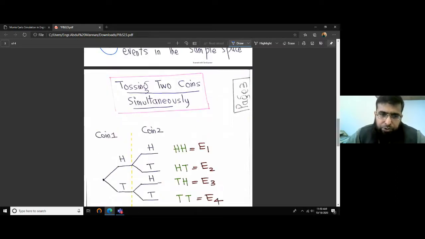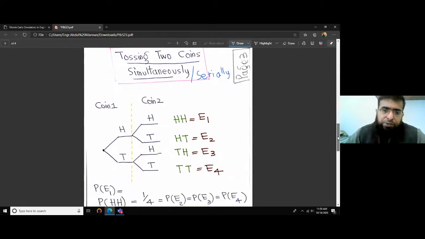Now suppose we toss two coins, simultaneously or one after another, it depends on you. Serially means that we toss one coin first and then the second. We want to find out the set of simple events. We toss coin one, we get either a head or a tail. Suppose we get a head on the first coin, then we toss coin two.